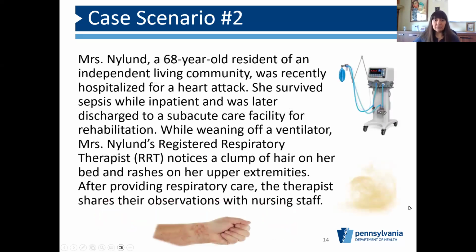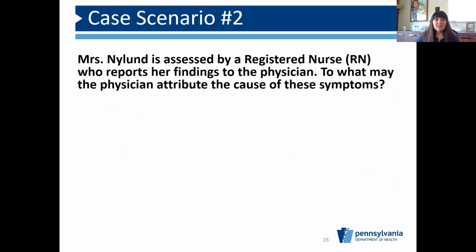All right, so we're going to move on to our second case scenario. So we have Mrs. Nyland, who is a 68-year-old resident of an independent living community, and she was recently hospitalized for a heart attack. She survived sepsis while inpatient and was later discharged to a subacute care facility for rehabilitation. While weaning off a ventilator, Mrs. Nyland's registered respiratory therapist, or RRT, notices a clump of hair on her bed and rashes on her upper extremities. After providing respiratory care, the therapist shares their observations with nursing staff. Mrs. Nyland is assessed by a registered nurse, or RN, who reports her findings to the physician. To what may the physician attribute the cause of these symptoms?